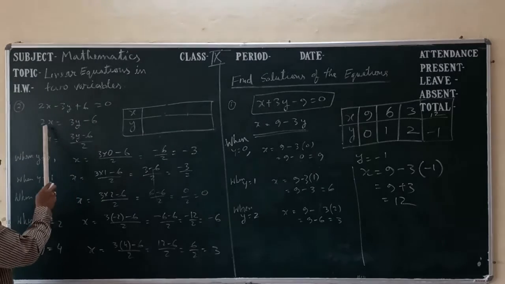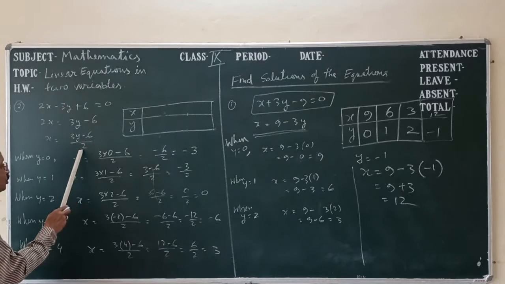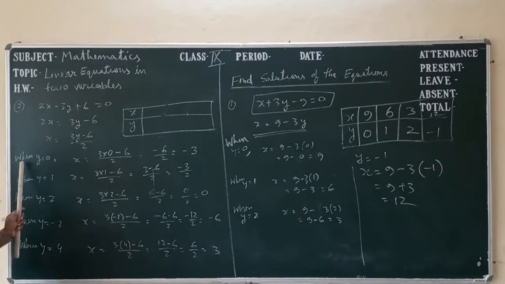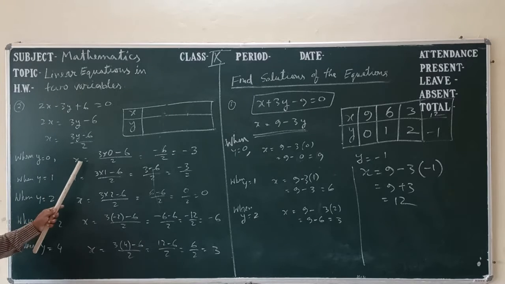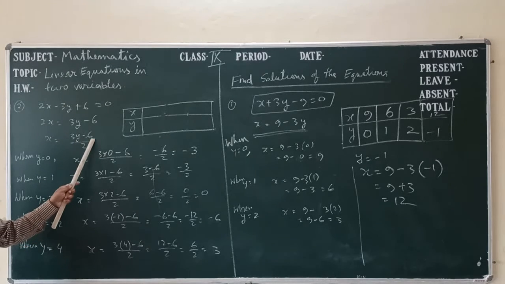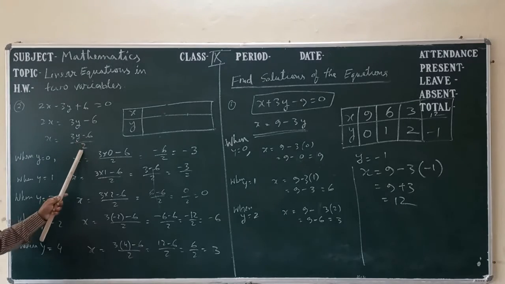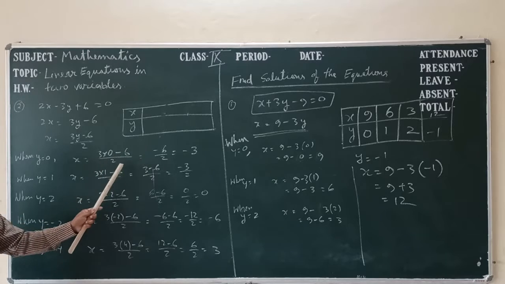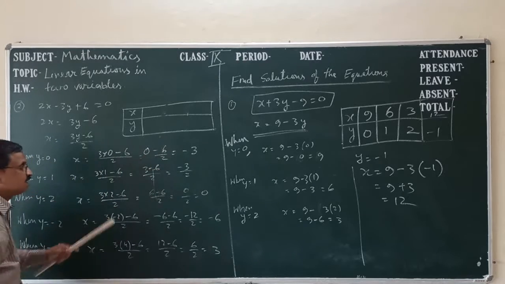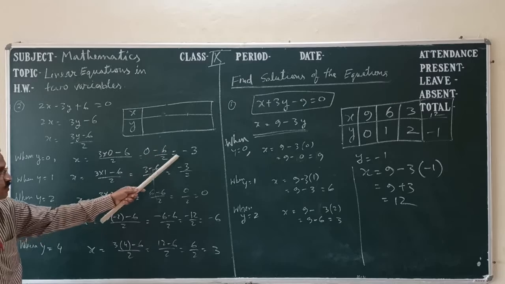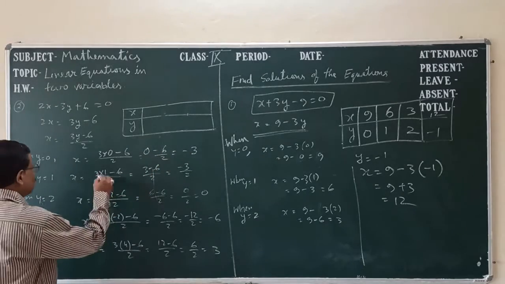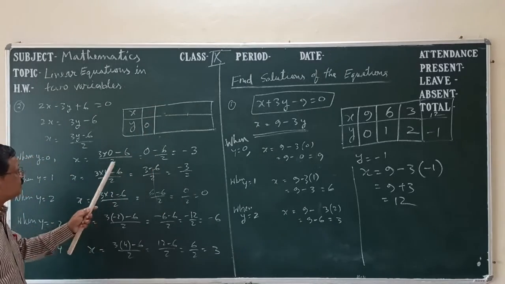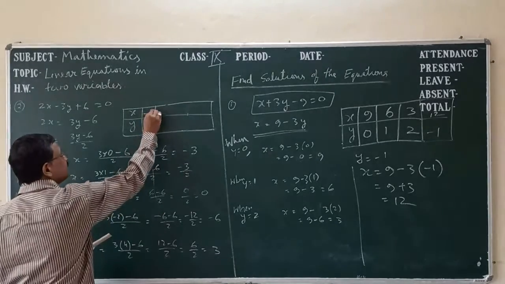So x is equal to 3y minus 6 upon 2. Now in place of y, we put the values. If we put y equal to 0, then x equals 3 into 0 minus 6 upon 2. 3 into 0 means 0, so 0 minus 6 is minus 6, and minus 6 upon 2 is minus 3. So if we put y equal to 0, then we get x equal to minus 3.